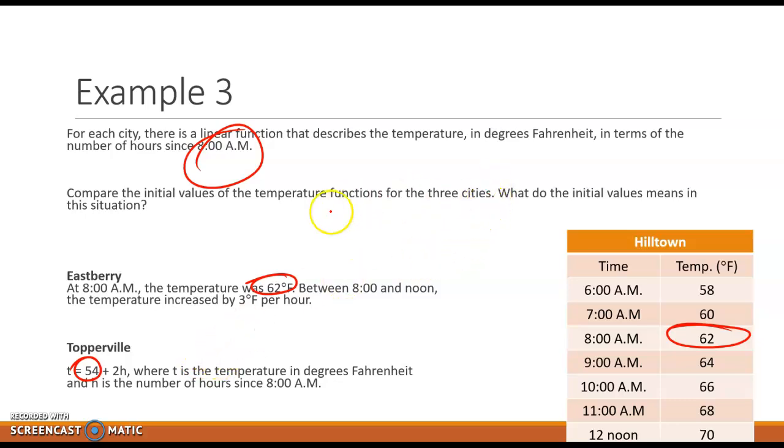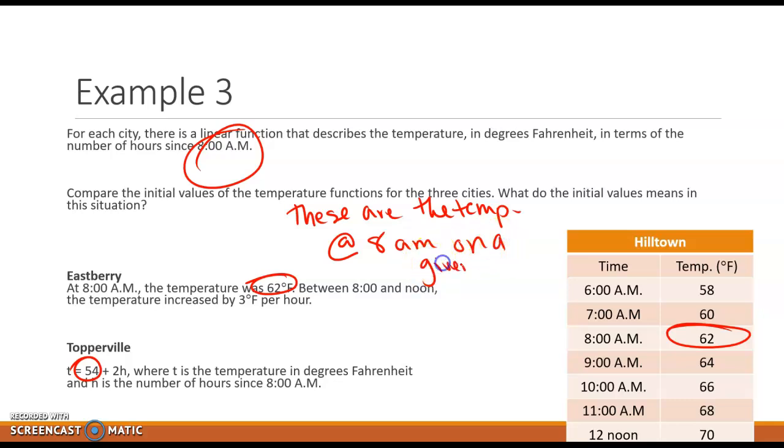What do the initial values mean? These are the temperatures at 8 a.m. on a given day. That's what those temperatures are.